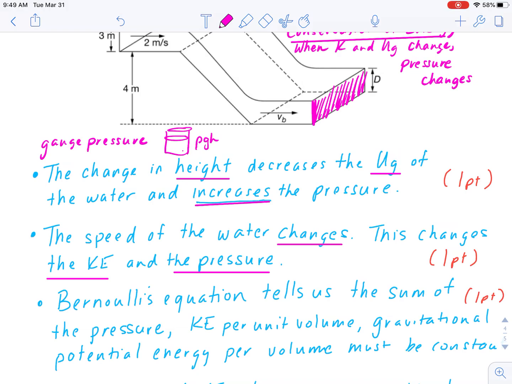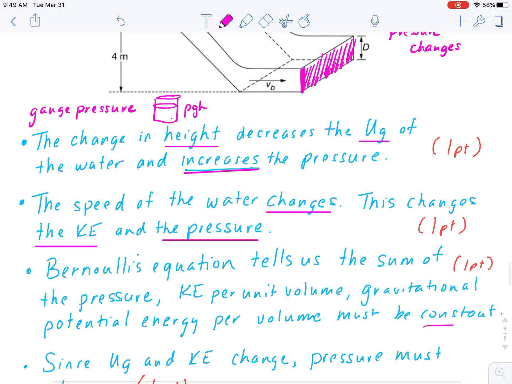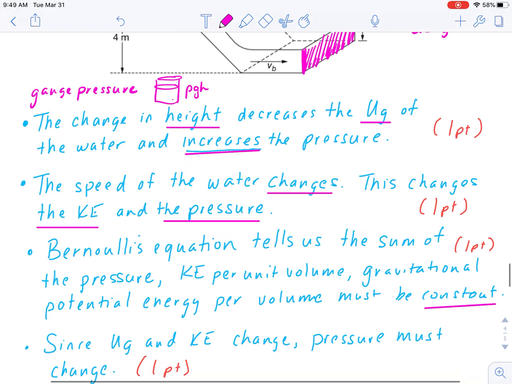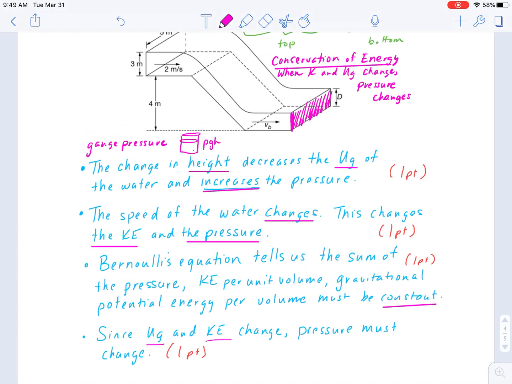The third important component is to say that Bernoulli's equation tells us that the sum of the pressure, the kinetic energy per unit volume, and the gravitational potential energy must be constant, that we have a conservation of energy. And then finally, this answer is supposed to have some linking it all together, since gravitational potential energy and KE, kinetic energy, change, the pressure must also change.